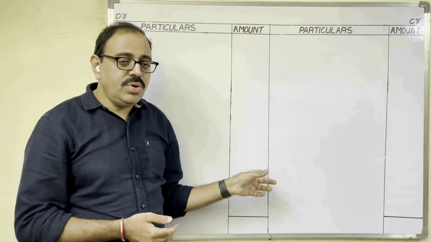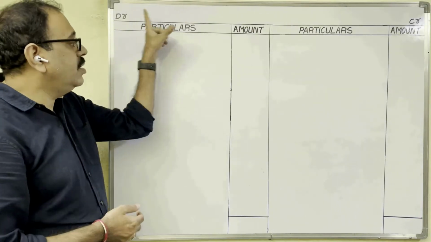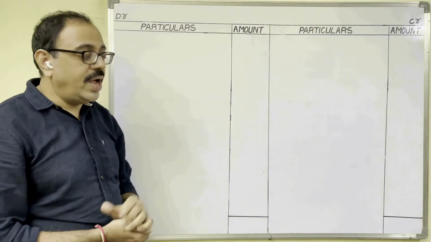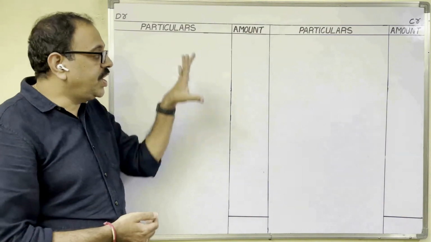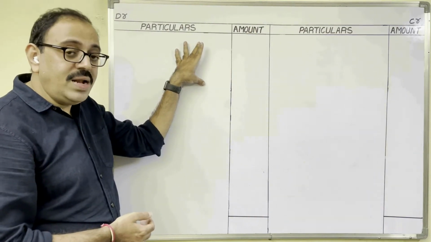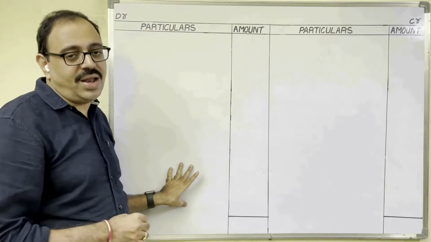These two are accounts, therefore debit and credit symbols we have to write. And this is the format: particulars, amount, particulars, amount. First we prepare trading account, then the continuation is profit and loss account.